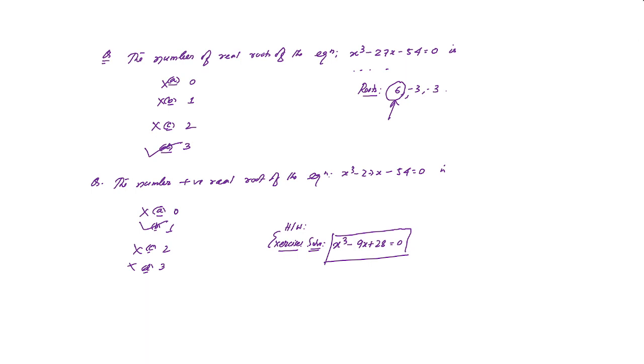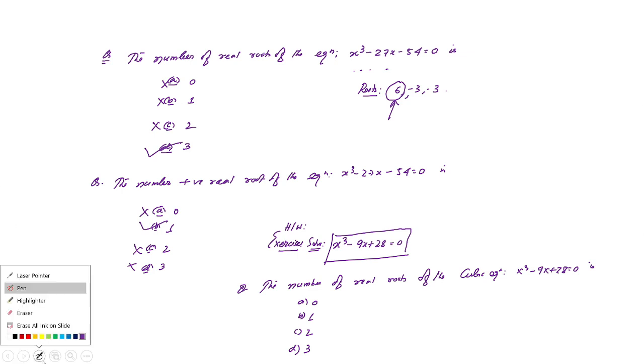And hence if you are asked the question, the number of real roots of the cubic equation x cube minus 9x plus 28 equals to 0 is option A, 0; option B, 1; option C, 2; and option D, 3. You know this is a cubic equation, that means the degree is 3. This is odd degree, so odd degree means the number of real roots must be at least 1.